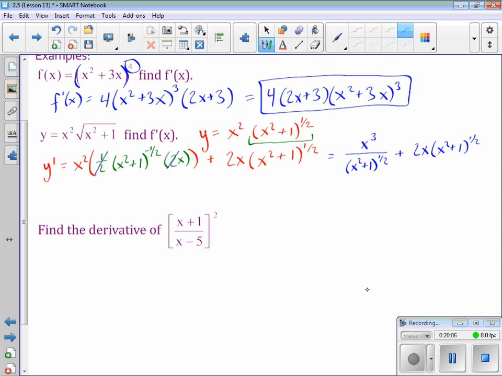Now let's say I'm doing a multiple choice question and that does not match the multiple choice because all the multiple choice is just one fraction. How can I get this so it's just one fraction instead of 2? Common denominator. So what would my common denominator be? It's not going to take that long. X squared plus 1 to the half, right? So I would do that on top and bottom, right? What do you notice about that numerator? Anything?